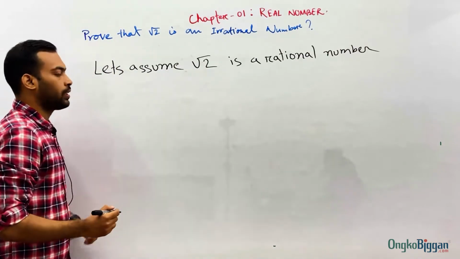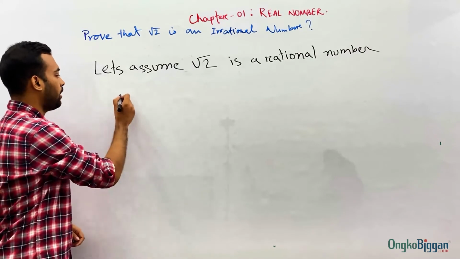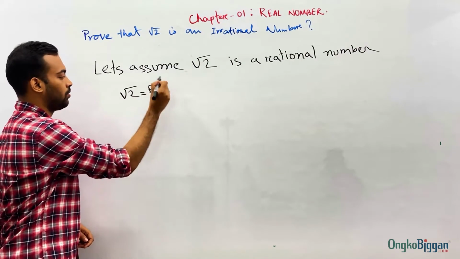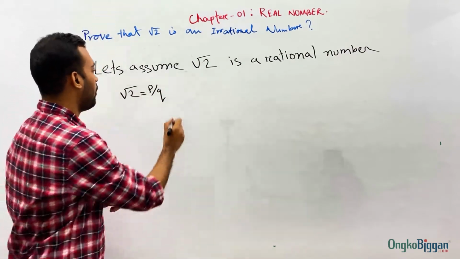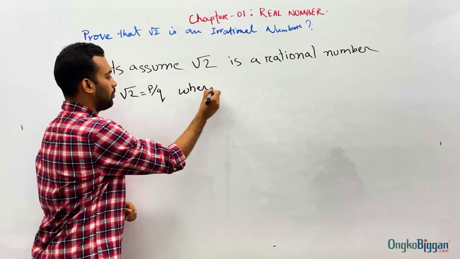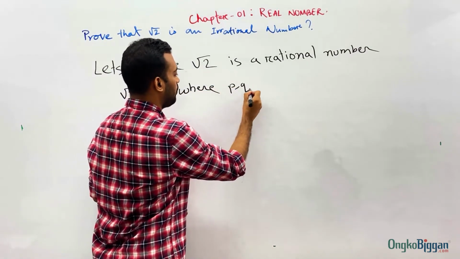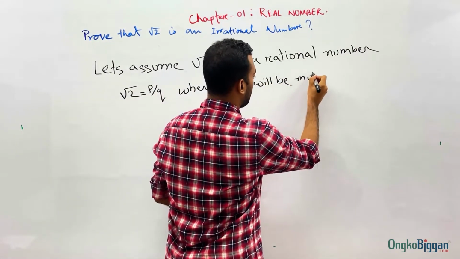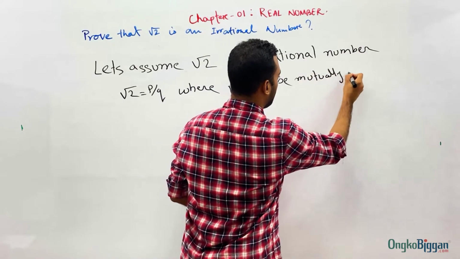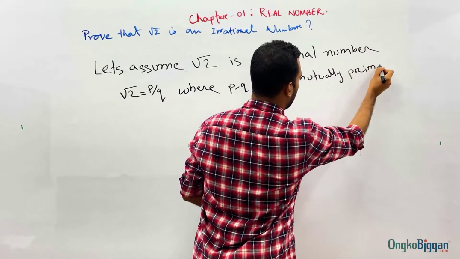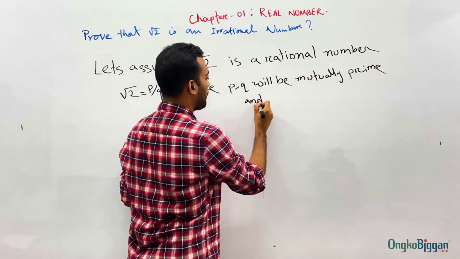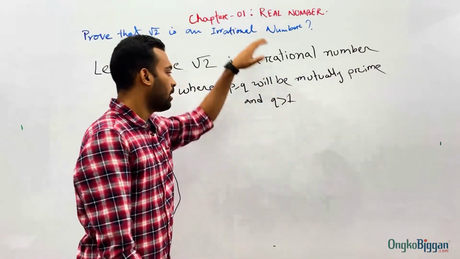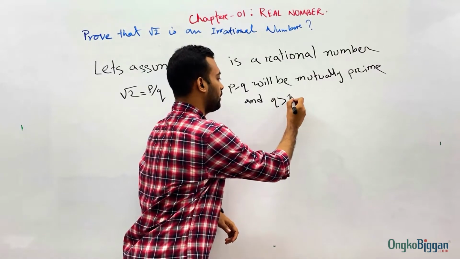So what is the first characteristic we know of a rational number? That we can represent it in the format of p by q, right? You can express it in this format where p and q are mutually prime and q should be greater than 1. Okay, so we have talked about these characteristics earlier. We're just going to check with these characteristics whether it matches or not.